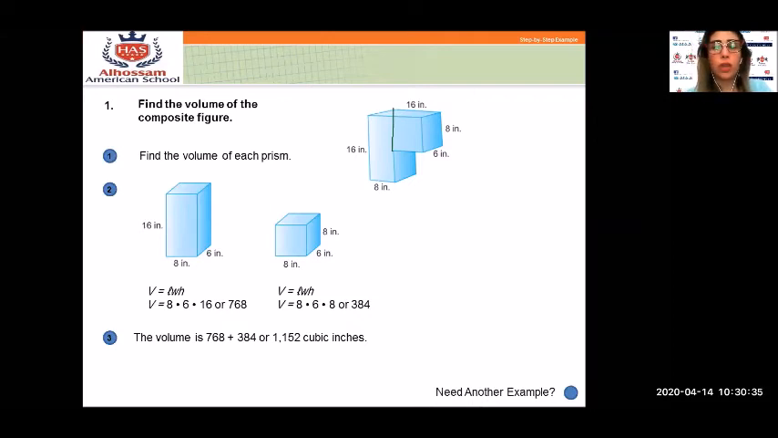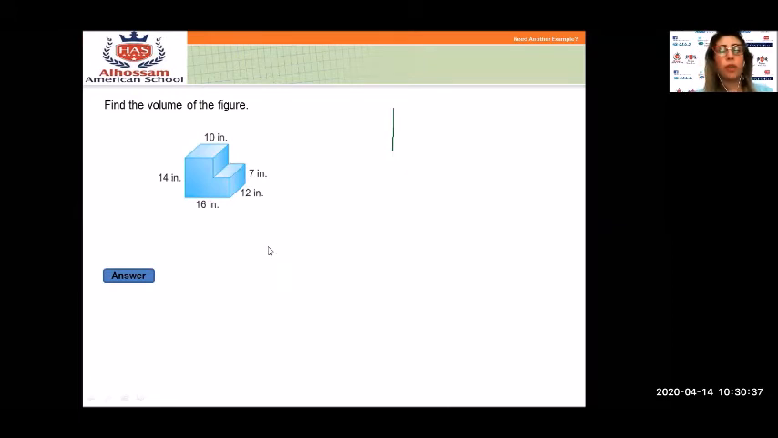So let's move to the second one. Now I have this shape. Who will solve with me? Khalid, you want to solve it? Okay.